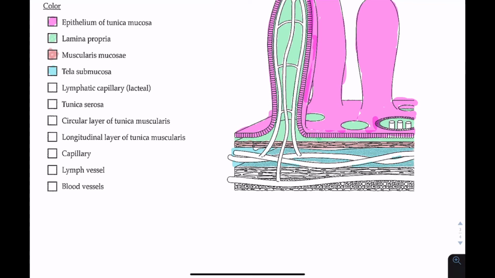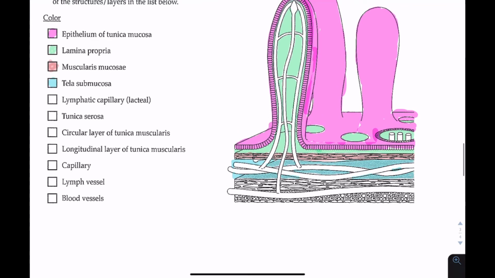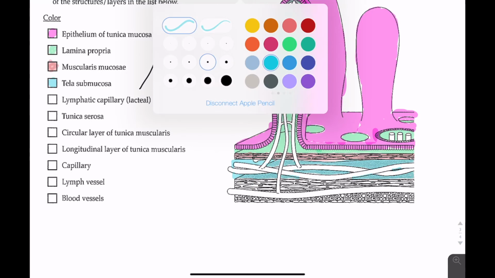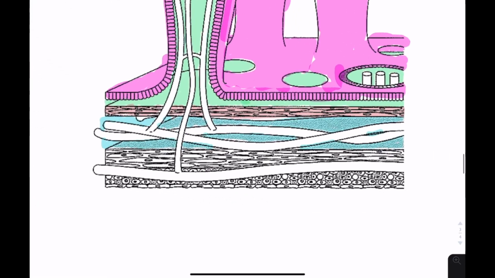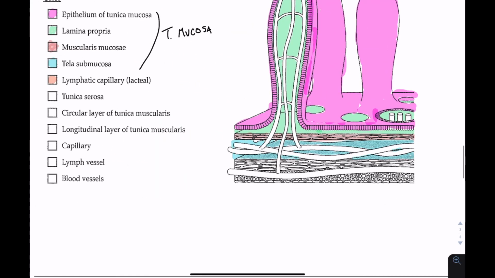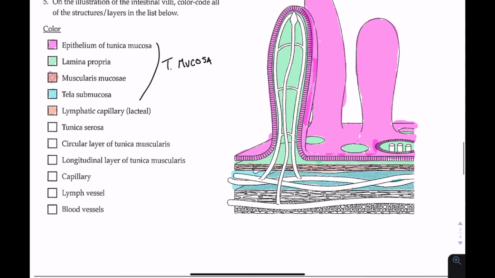So we can see we've worked our way through those 4 layers of the tunica mucosa. Now we are looking at the lymphatic capillary. So the lymphatic capillary, I'm going to do in this orange color. The lymphatic capillary is this one that projects up into the villi. So that is our lymphatic capillary. And that's the one that projects up into the little nipple structure.